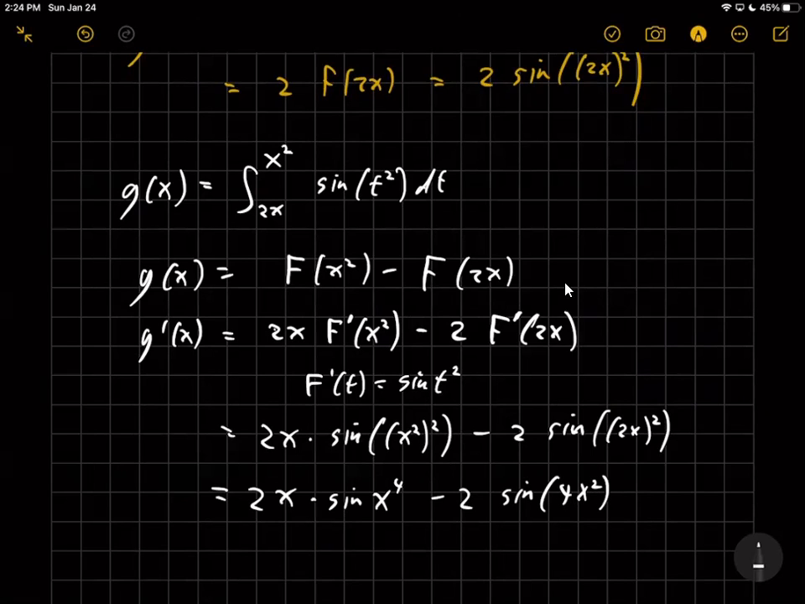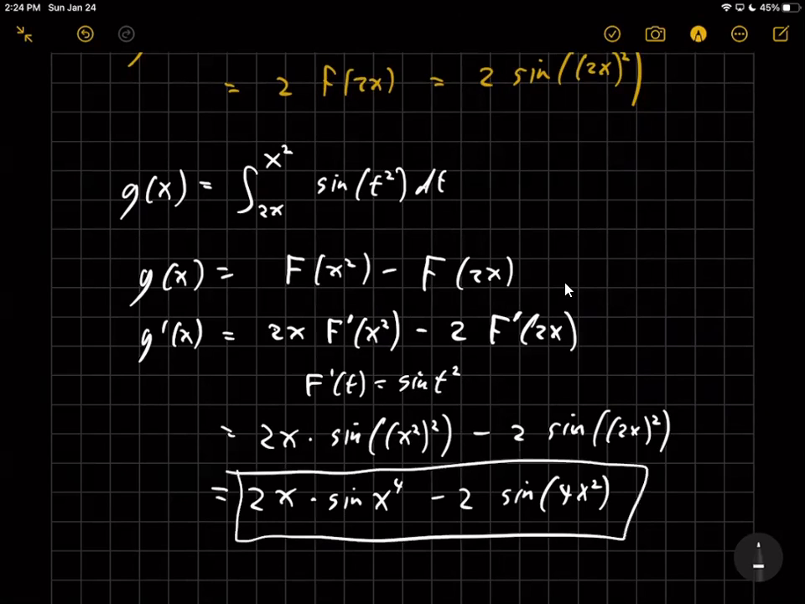That would be the derivative of the integral function. It's a little bit roundabout to take derivatives of integral functions. Doesn't happen too often, but when it does, that's how you do it.